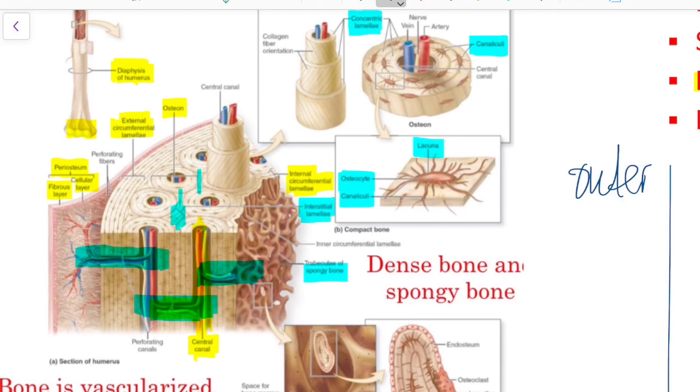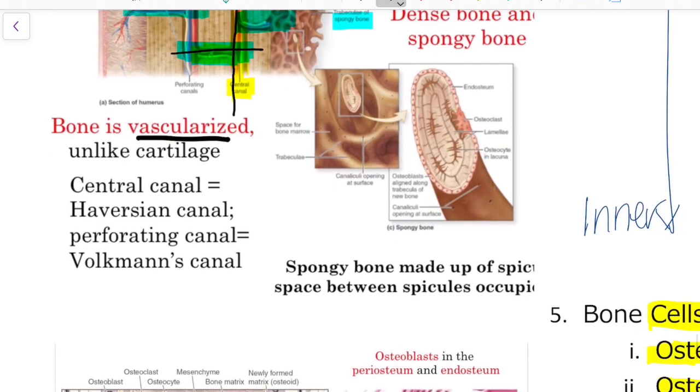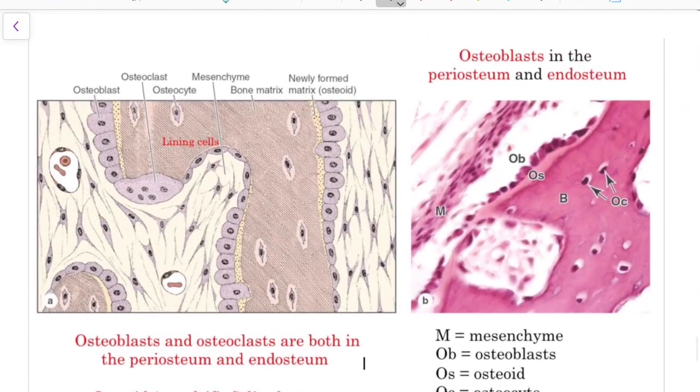You have the haversian system that is running with the long axis, and you have the Volkmann canal that links each haversian canal. Once again, bone is vascularized. You have the central canal, which is also called haversian canal, and you have the peripheral canal called the Volkmann canal that runs 90 degrees to the haversian system. Here we can see that we have some osteoblasts and osteoclasts that are found both in the periosteum and endosteum. Osteocyte is the only one that gets calcified or gets stuck in the lacunae. So as you can see in the middle, we have osteocytes. And on the outside, we can either find osteoblasts or osteoclasts in the periphery.